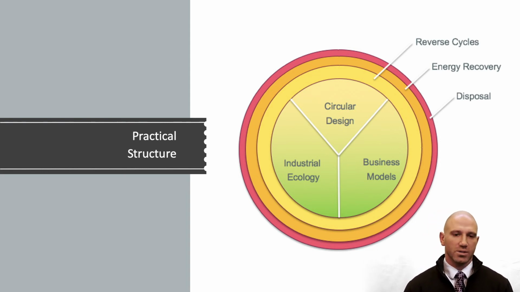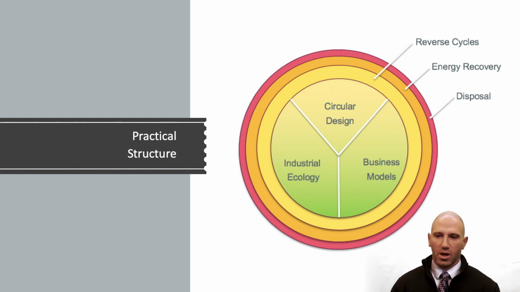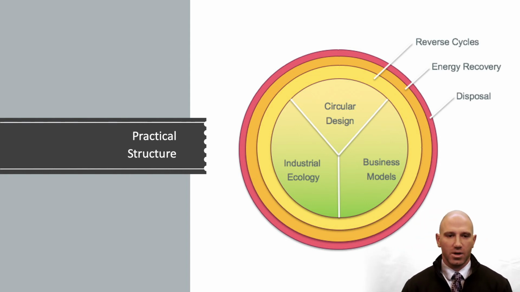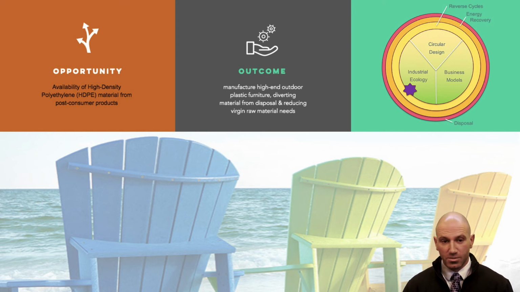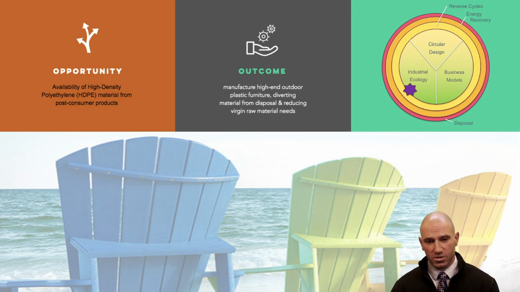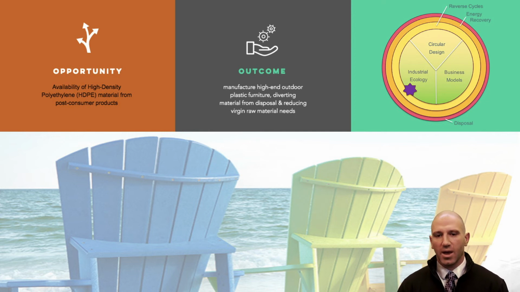So let me give you a few quick examples, just so you understand the reality of what's happening in this area. So one example is actually a manufacturing facility here in Ontario, in Stratford, Ontario. They have the availability of high-density polyethylene material from post-consumer products, which is in the form of bottle caps. What they do is they crush them, they shape them, they mold them, and they actually make furniture.